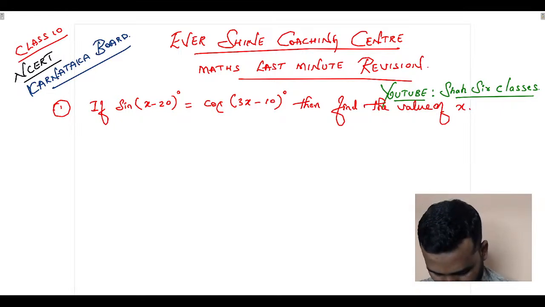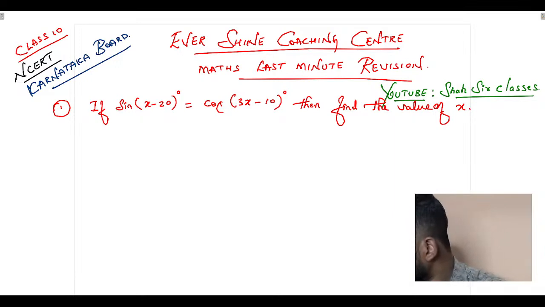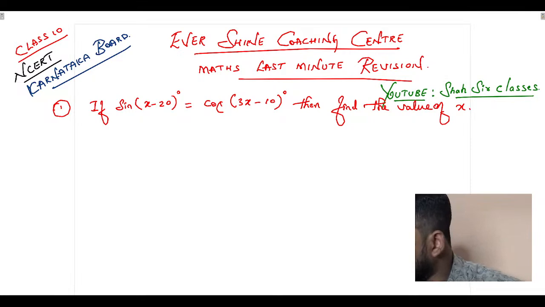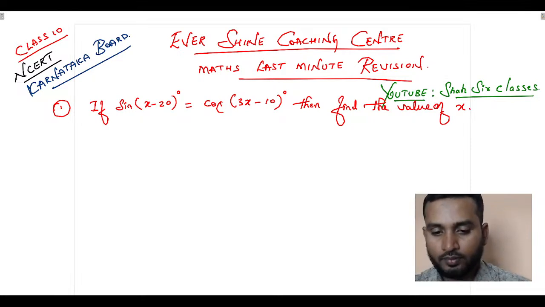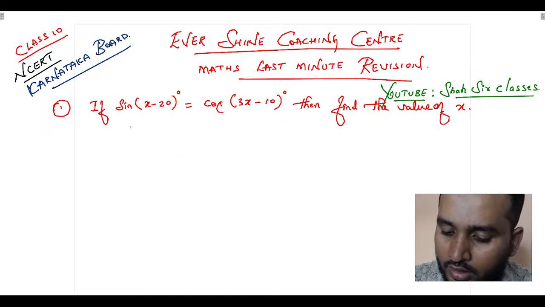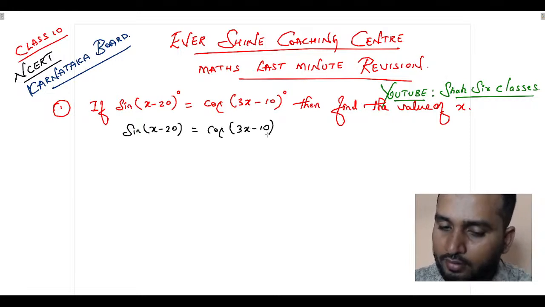Is this clear? Okay. Now what is the solution for this problem? Any guess? Okay. Let me solve this question. Given sine of x minus 20 degree is equal to cos of 3x minus 10 degree.